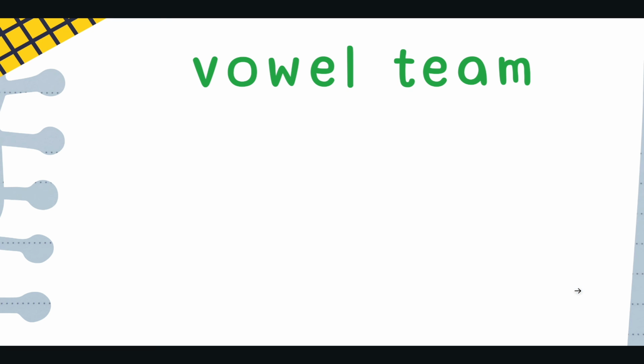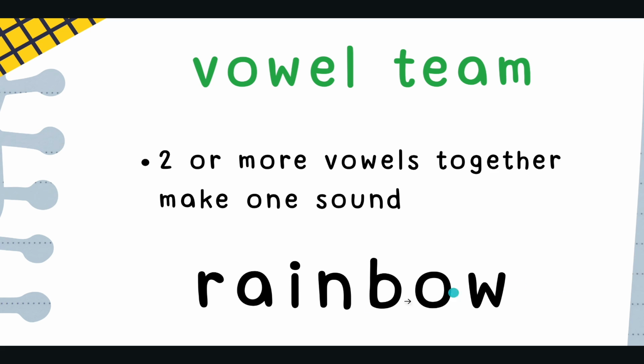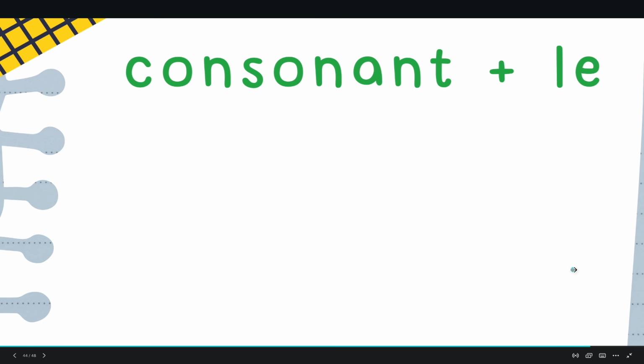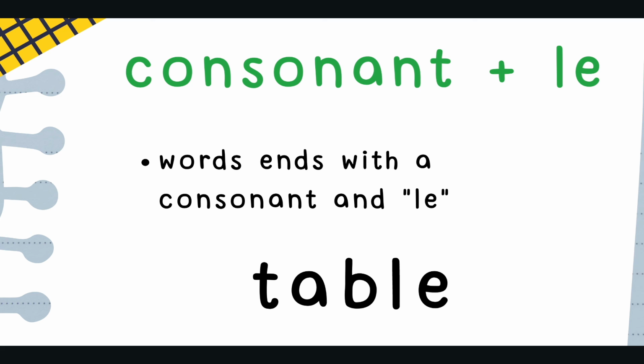All right, another syllable type we have are the vowel teams. And that is where two or more vowels work together to make one sound. Like here's a vowel team, A and I. So it's going to say rainbow. See how that's my vowel team part of the syllable? And then finally we have the consonant plus LE. And that's where words end with a consonant and an LE. Kind of like this word, table. The BLE is going to be the last chunk of that word, or of that syllable.